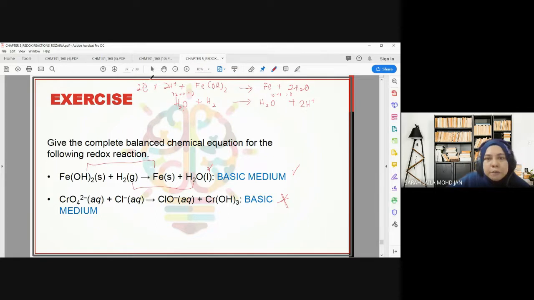So tambah 2e. Yang ni pula 0 tambah 0, 0. 0 tambah 2 darab 1, so dapat 2. 0, 2, yang ni lagi besar. So 2 tolak 2 dapat 0. So tambah 2e. So now bilangan e dah sama. So tak ada masalah. Kita tak perlu darab integer. So kita cancel e. So dia jadi 2H plus.